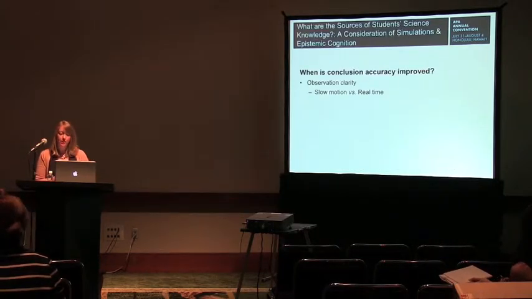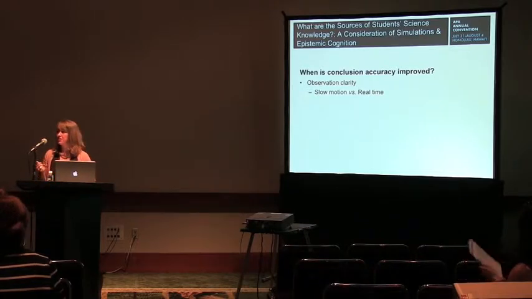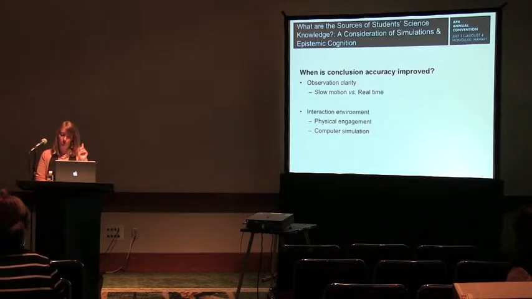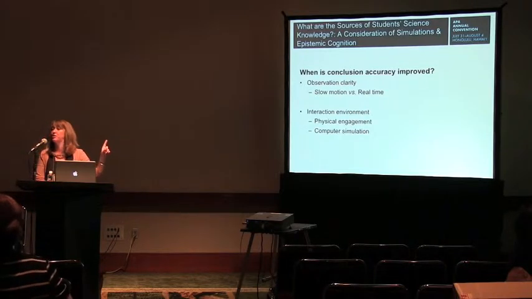There's also a suggestion that observation clarity may be something that's important for students to alter their inaccurate beliefs. And so we wanted to look at that as a factor on its own. And so one of the things that I manipulated was the slow motion versus real-time replay of their results. Everyone who conducted an experiment was then shown their experiment on a video screen, either in real time or in slow motion. And so they had two different kinds of interaction environments.